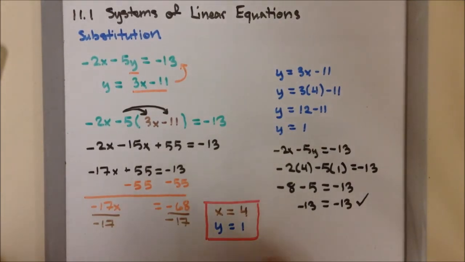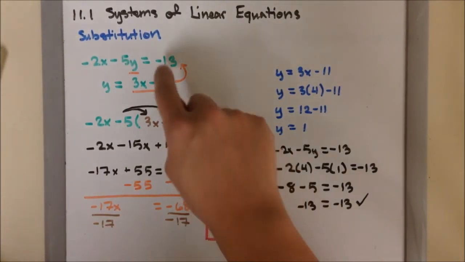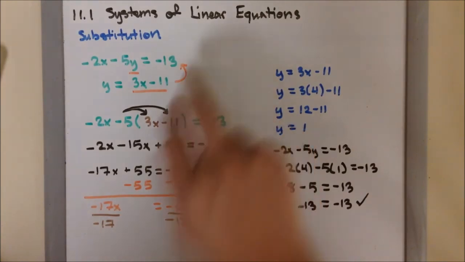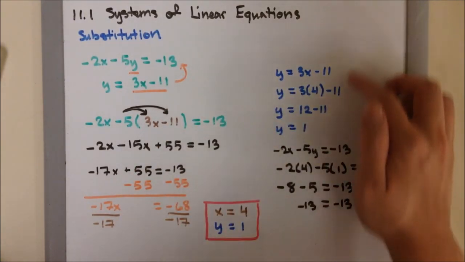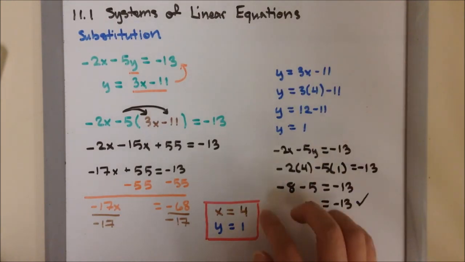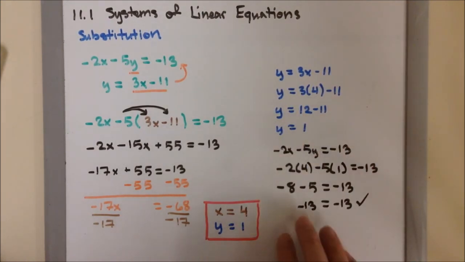So when you're checking your solution, you have to plug into both equations to make sure it's correct. Here, I didn't plug in the second because you could see by the work here that these two points will work for the second. And then I plugged in the first to check if my final values for x and y are correct.